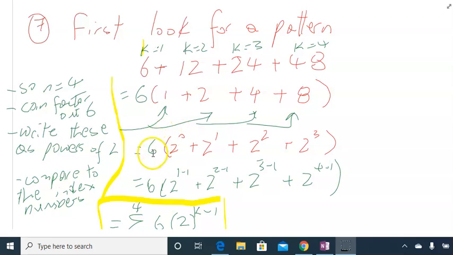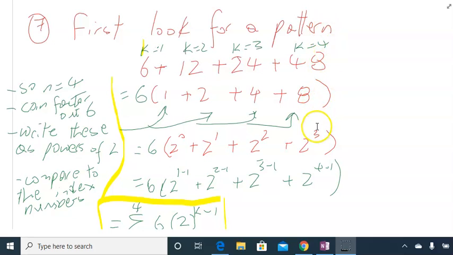So now we have 6 times, parentheses, 2 to the 0 plus 2 to the 1 plus 2 raised to the 2 plus 2 raised to the 3. And then at this level, we want to compare these exponents with the indices, the k's. So k equals 1 maps with the exponent of 0. K equals 2 matches with the exponent of 1. K equals 3 matches the exponent of 2. And k equals 4 matches with the exponent of 3.